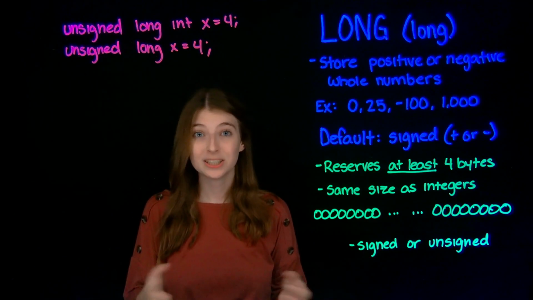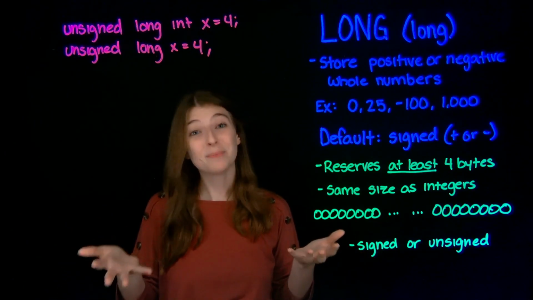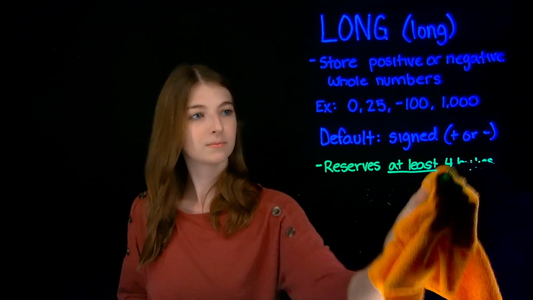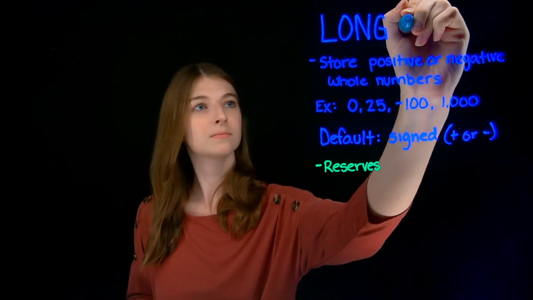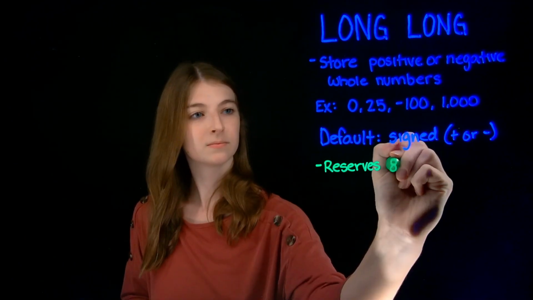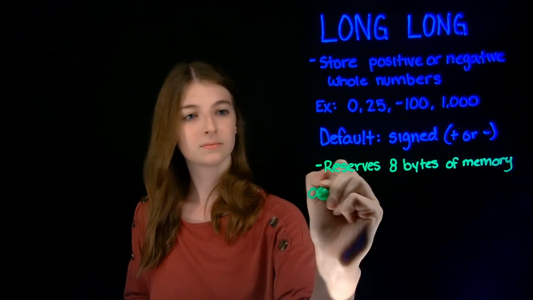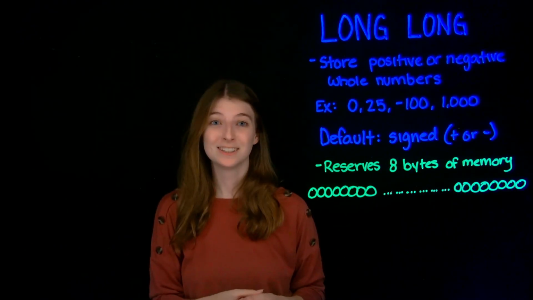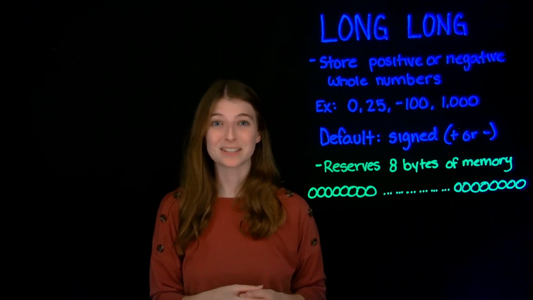Now, what do you do when you have a number that's larger than what an integer or a long can hold? Well, you guessed it, there is something called a long long. This is the last modification of the integer data type, and it also stores positive or negative whole numbers, with its default being signed, and it reserves 8 bytes of memory, double the size of a long. Clearly, they spent months coming up with this name.